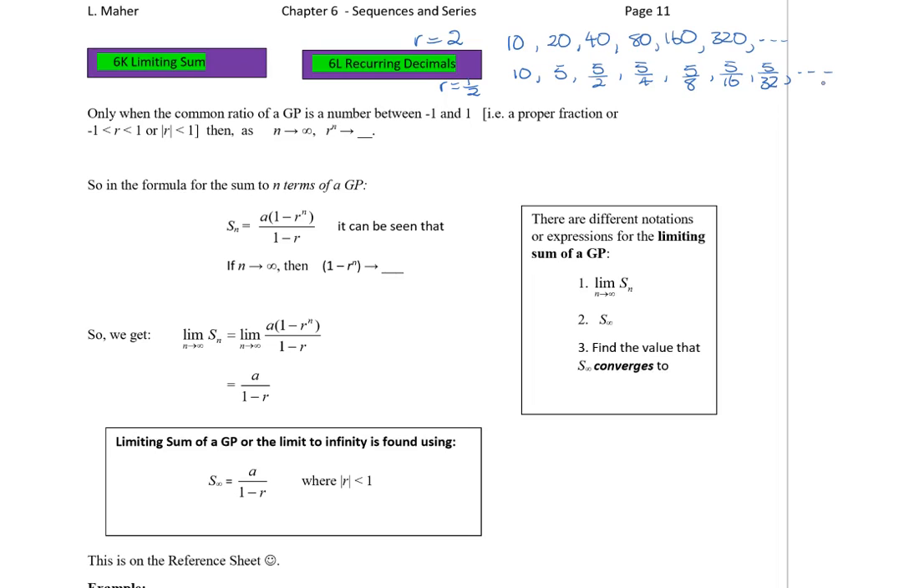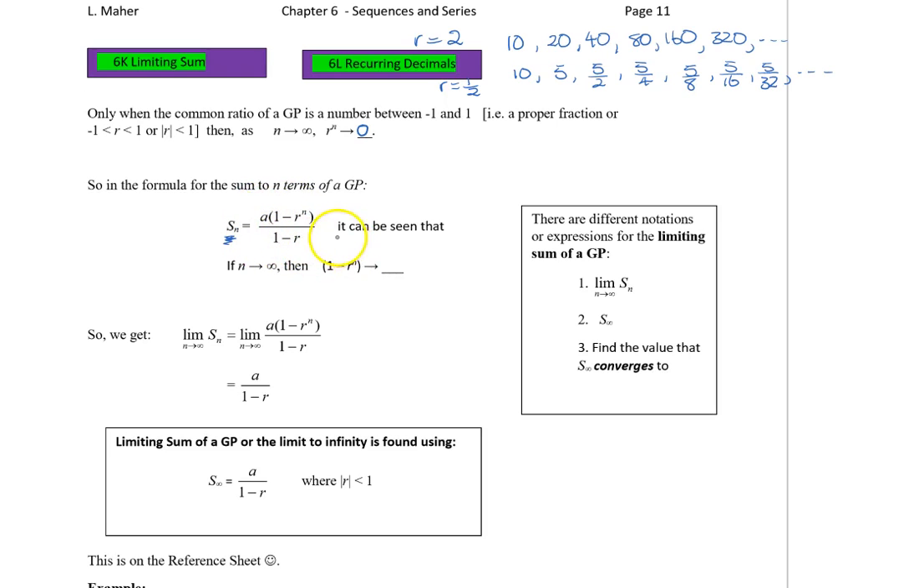is less than 1. So what happens is that as n approaches infinity, r to the n, keeping in mind that r is a fraction, so we're making the denominator bigger and bigger, and when you make your denominator bigger and bigger, actually the value of the fraction becomes smaller and smaller, and we say that r to the n actually goes to 0. So what does that mean for our sum formula? So we need the formula in the format a times 1 minus r to the n over 1 minus r, because that's the formula we use when r is a proper fraction.